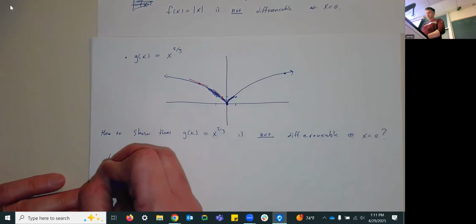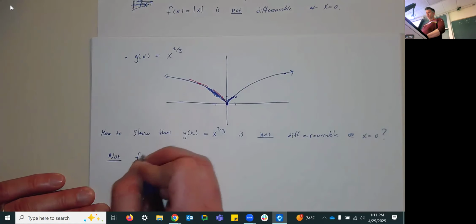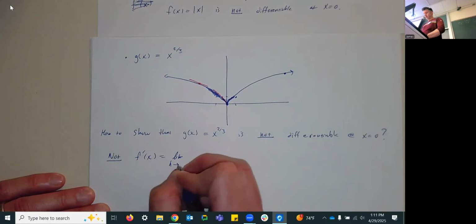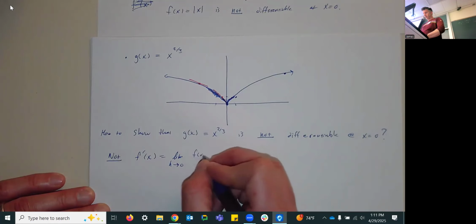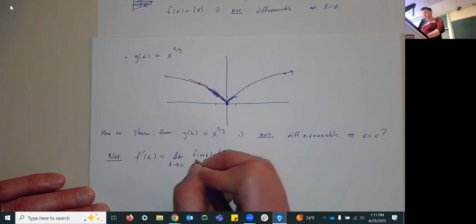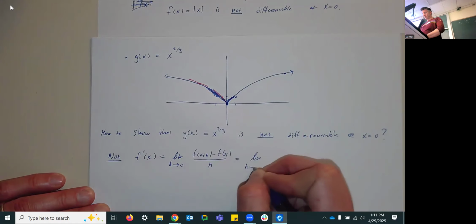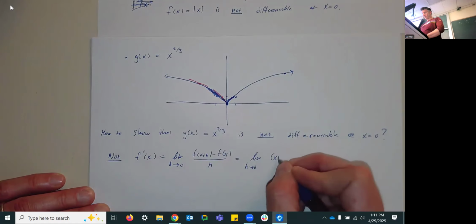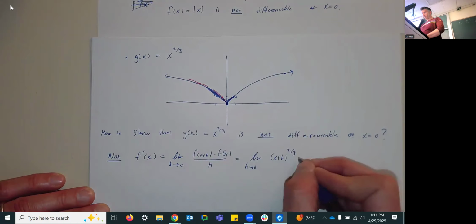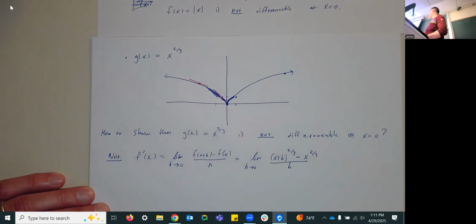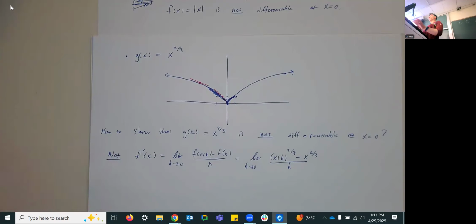So we're not going to do f prime of x equal to the limit as h approaches 0 of f of x plus h minus f of x all over h, which ended up being the limit as h approaches 0 of x plus h to the 2/3 minus x to the 2/3 all over h. There is a way to do this. You have to multiply by something that's kind of like the conjugate, but it's worse. But here's the good news.